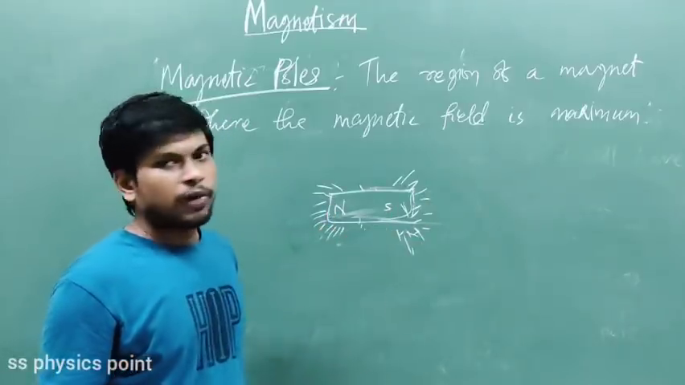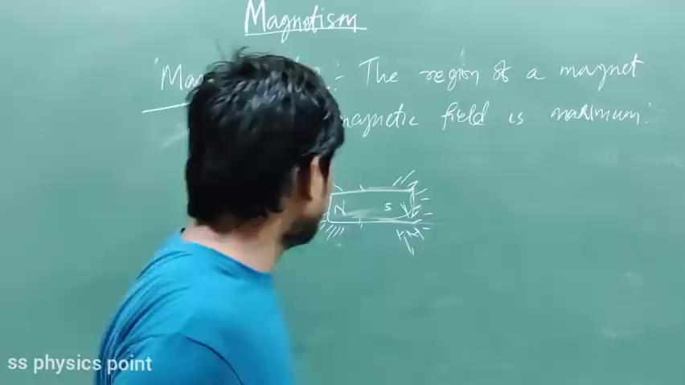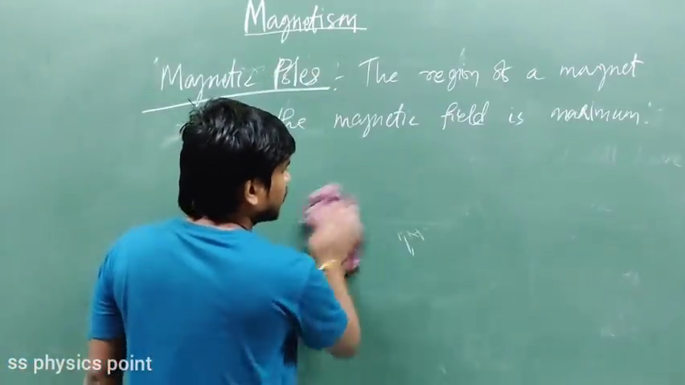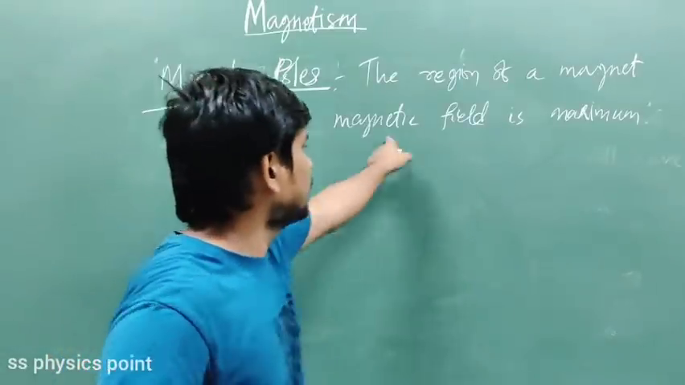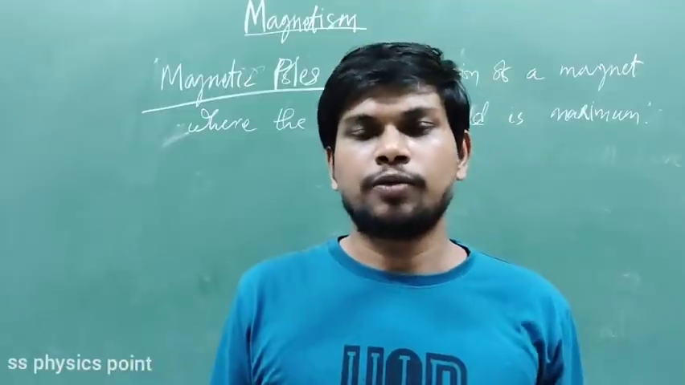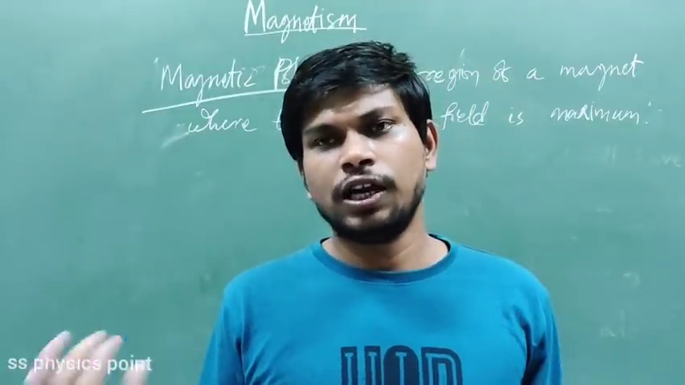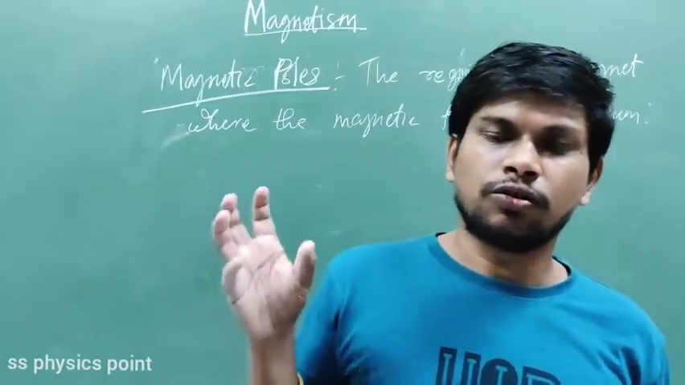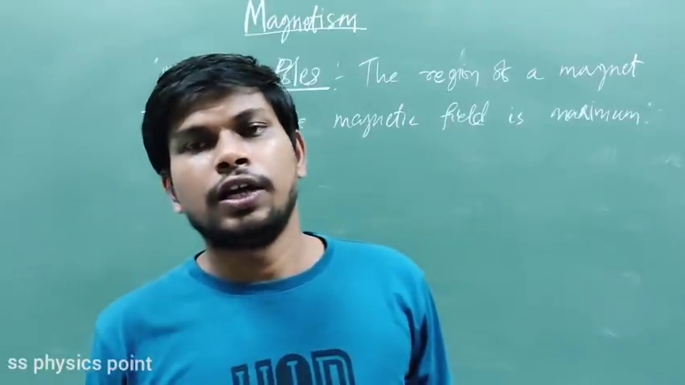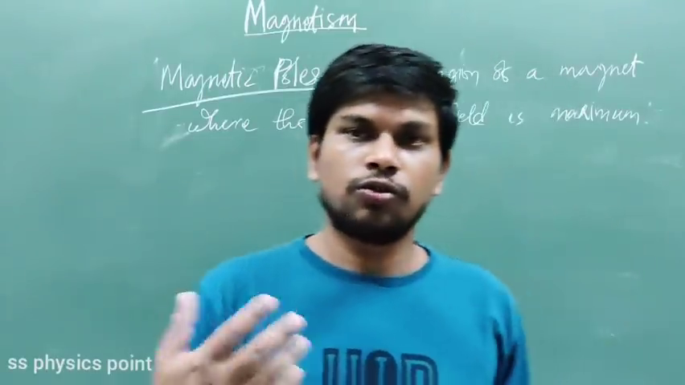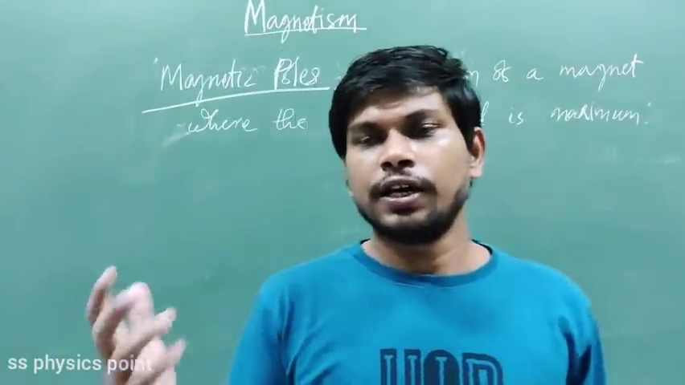Poles of the magnet. Just write it, magnetic poles. This is one pole, this is one pole where the magnetic field is maximum. Magnetic field means the region where you can experience magnetic force. Similar to electric field. You have studied electric field, the region where we experience what? Electric force. Similar here also, magnetic field means the region where we experience magnetic force.